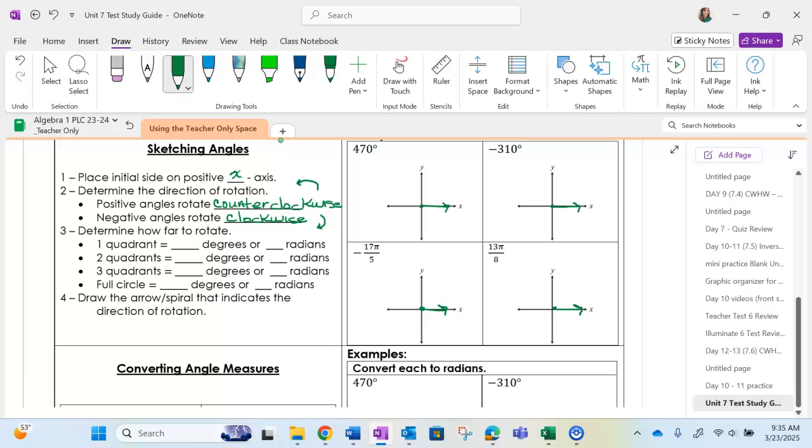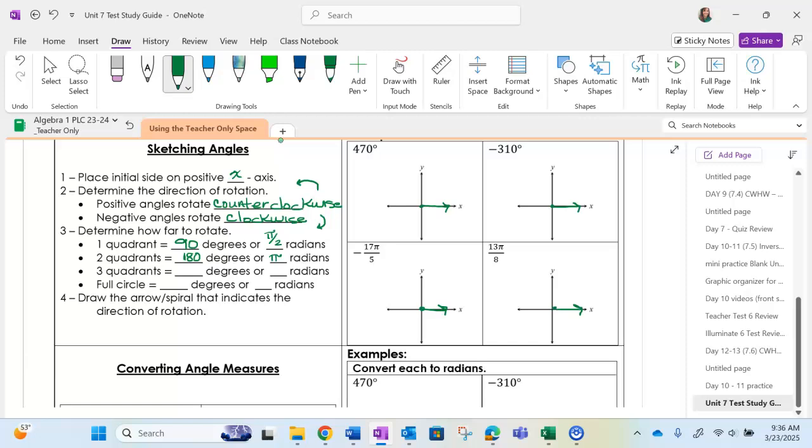Then we have to determine how far to rotate. In other words, how far are we going to go? If we're going in the first quadrant, the most you would go is 90 degrees, or pi over 2 radians. If we go into the second quadrant, that is 180 degrees, or pi radians.